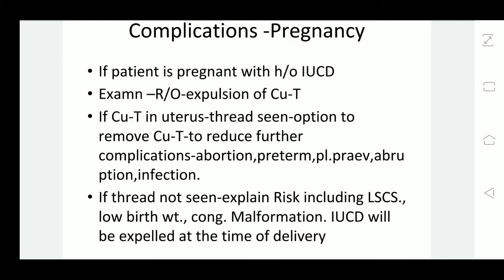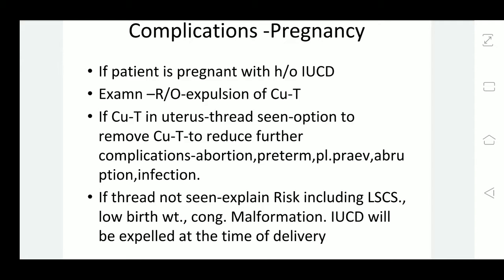Now, the complications of the copper T with pregnancy are to be explained. There is increased chance of abortion, and there is also increased chance of preterm labor. There is increased chance of placenta previa and abruption of placenta, and there may be infection. So these are the problems when there is retained copper T. And you can give her the choice. If she wants, you can attempt to remove the copper T if the thread is seen.